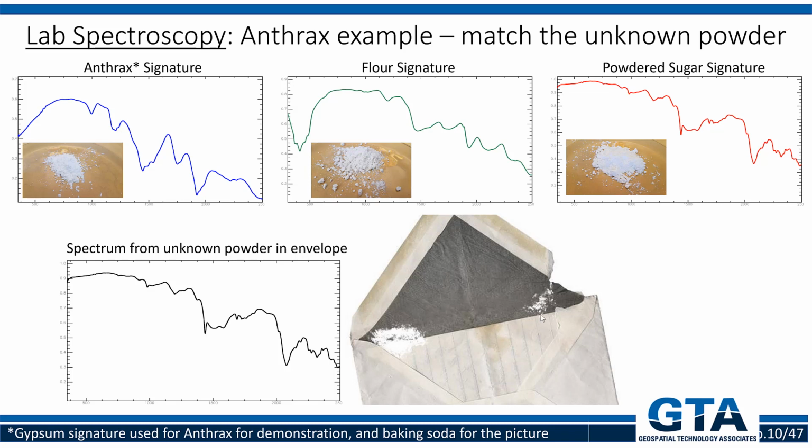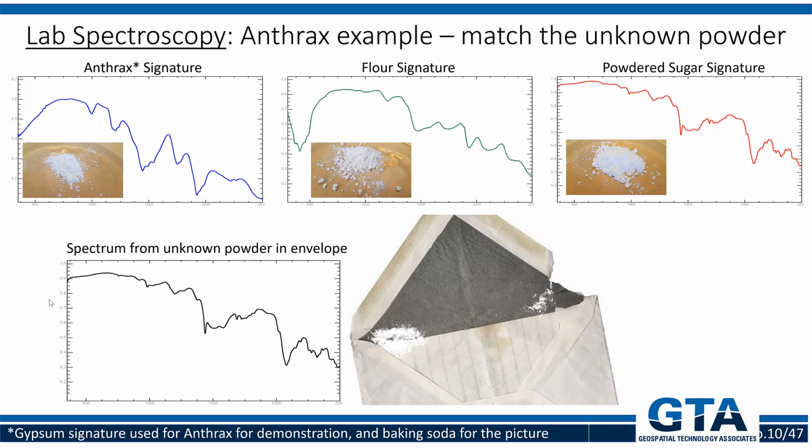And so in this somewhat simplistic example, we think it might be anthrax, or here's a flour signature, it might be flour, or it might be powdered sugar. So these red and green and blue plots are specific spectra for the three different materials. And the anthrax, what we're using here is actually a gypsum signature, and this isn't actually anthrax on the plate here. This is baking soda as a filler for this demonstration.